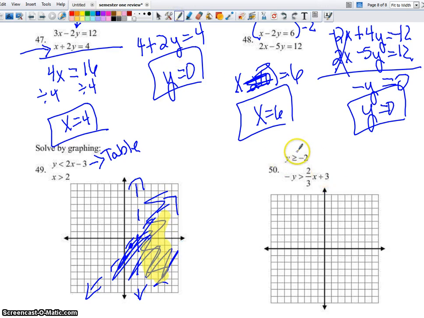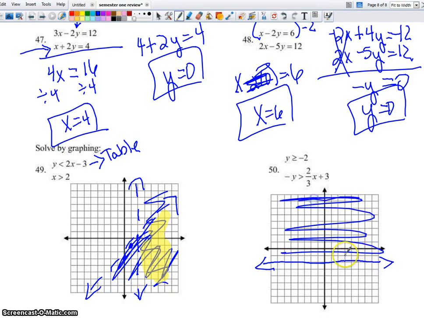Last one on this paper, y is greater than or equal to negative 2. It's going to be a solid line. It's greater than or equal to, so you're going to shade above. You can't have a negative, so everything including the symbol flips. Y is less than negative 2/3 x minus 3. Put it in y equal, go to your table.